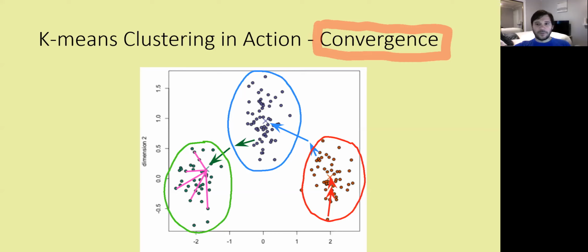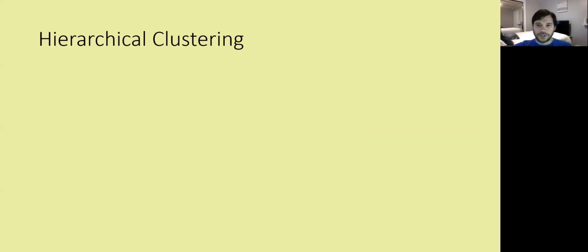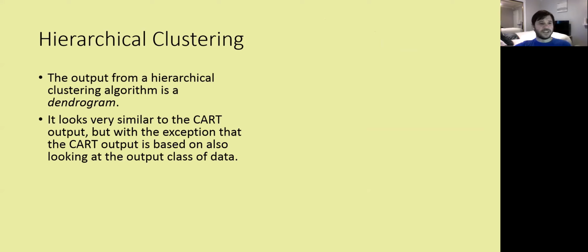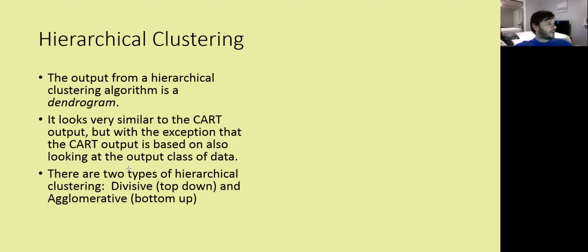Let's quickly wrap up with a discussion of hierarchical clustering. The output from hierarchical clustering can also have a dendrogram interpretation, very similar to CART in only that regard, really. It is a purely unsupervised technique. There are two types of hierarchical clustering. There is a type known as divisive hierarchical clustering, which is top-down. It puts everything in one cluster to start, and then breaks those clusters up into smaller and smaller clusters.